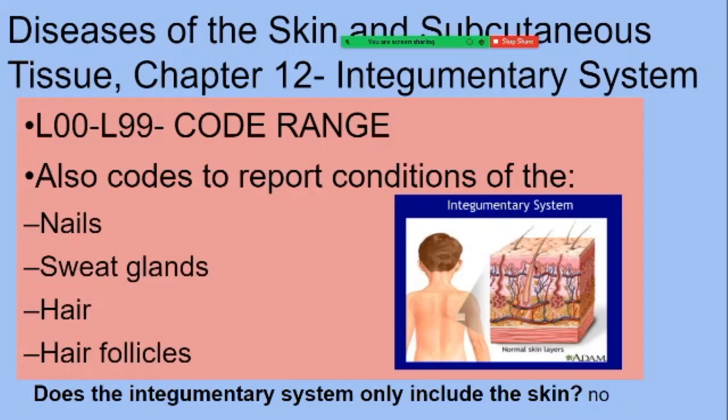Diseases of the skin and subcutaneous tissue is our chapter 12, the integumentary system. That is L00 through L99 as our code range. It also codes to report conditions of the nails, the sweat glands, hair, and hair follicles. So does the integumentary system only include the skin? No, it does not. It includes a lot more, such as our nails and sweat glands and hair.